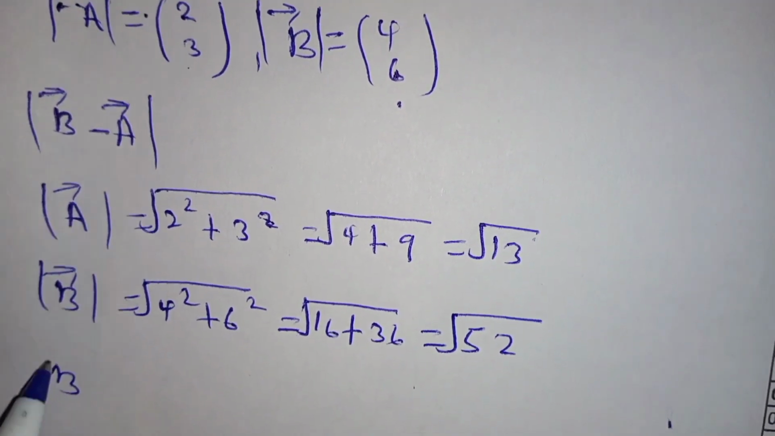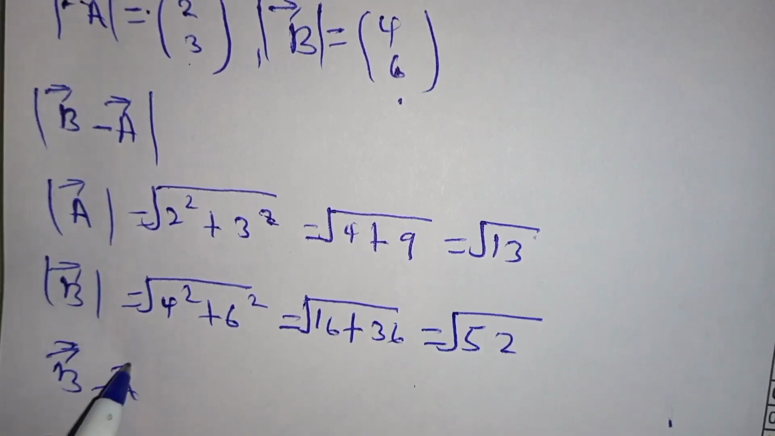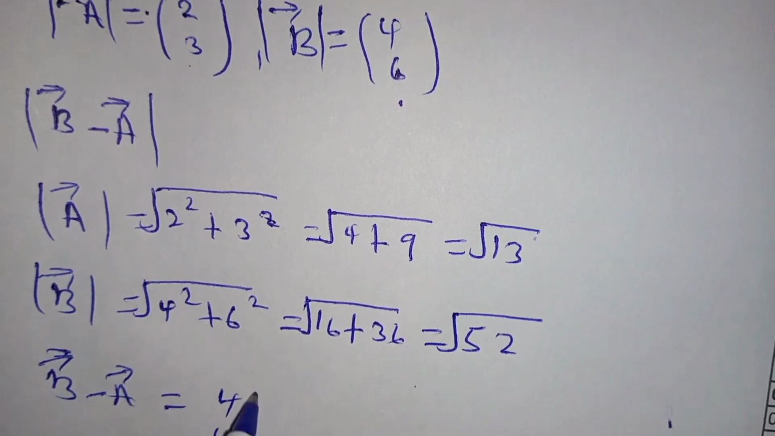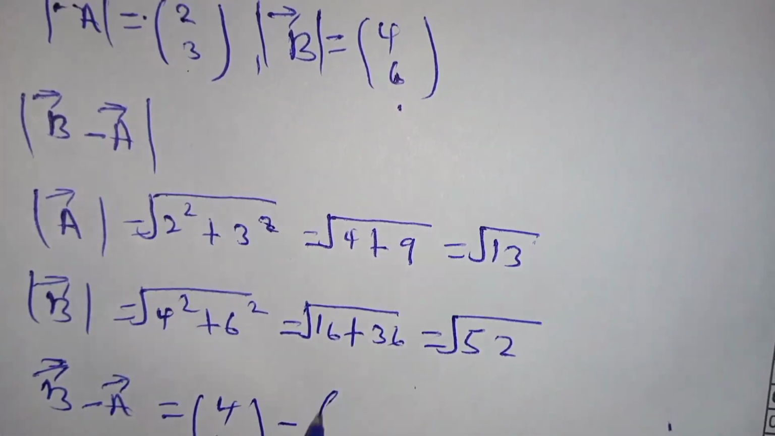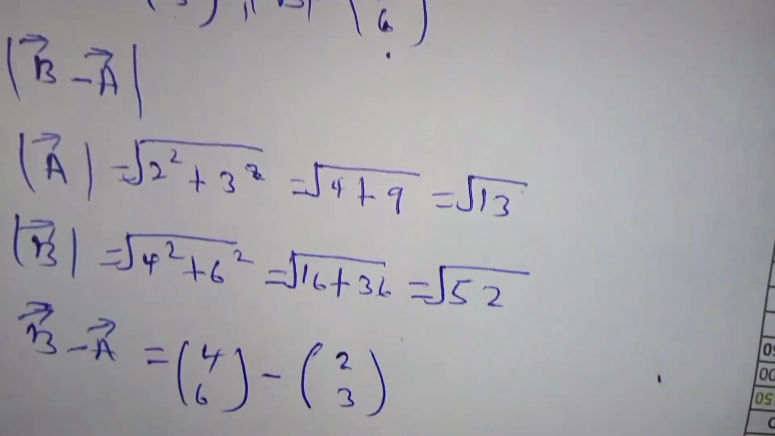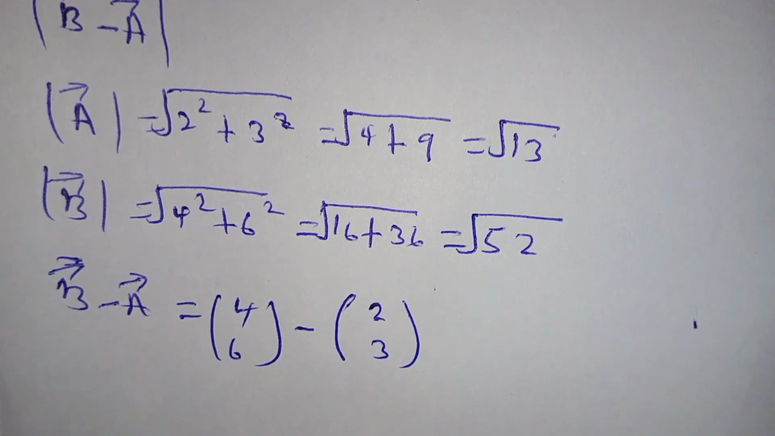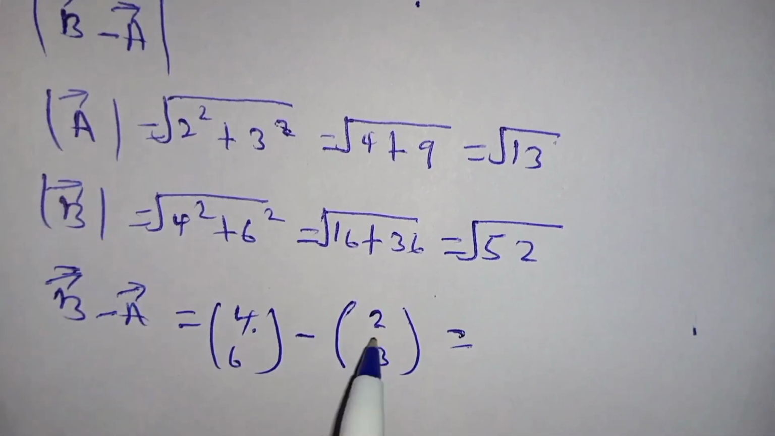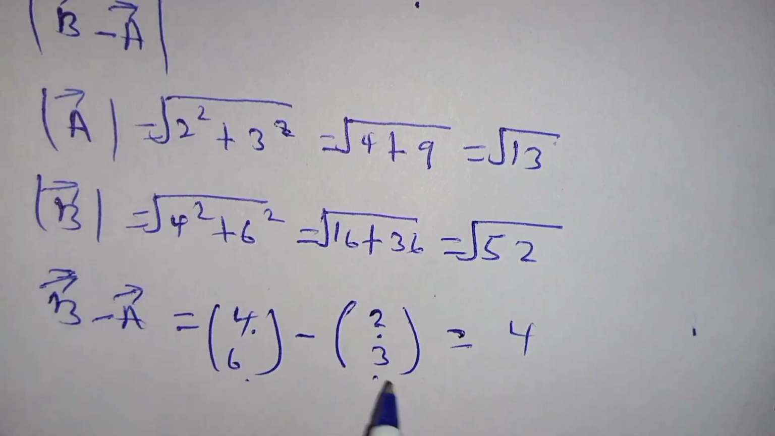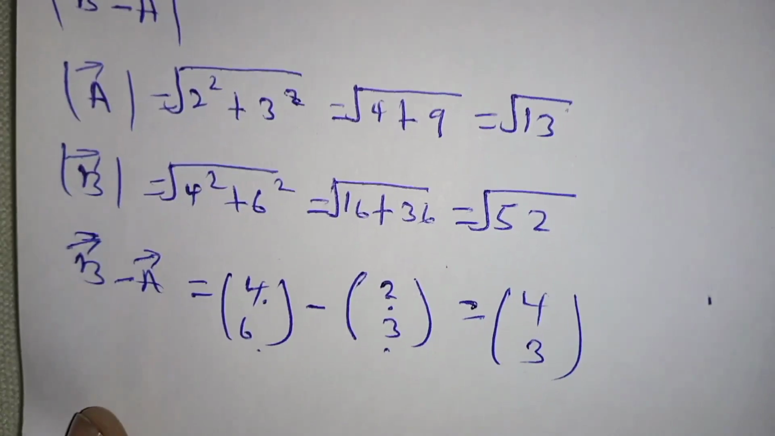Now, modulus of B minus A. So first of all, you get the difference. You have (4, 6) minus (2, 3). First of all, you simplify that part. Once you simplify, 4 minus 2 will give you 2, 6 minus 3 will give you 3.